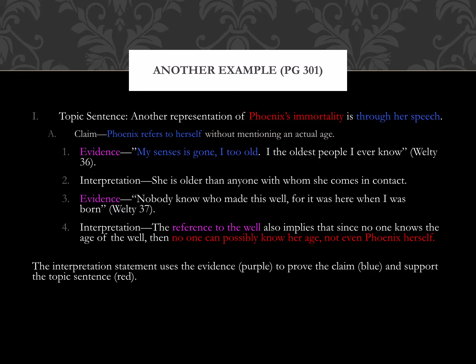This interpretation is really more of an explanation of the evidence, and standing alone, I would say that it needs more. However, it transitions into the next piece of evidence. "Nobody know who made this well, for it was here when I was born." And then that piece of interpretation does kind of round out that whole construction with reference to the well, reference to her age, and then reference back to the immortality. No one can possibly know her age, not even Phoenix herself. So that is leading to the inference that she is immortal. So again, these are samples from the outline in the text. You should see the full outline to get a full understanding of what this essay example looks like.